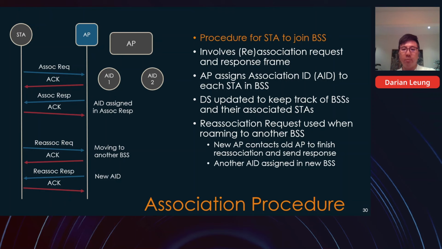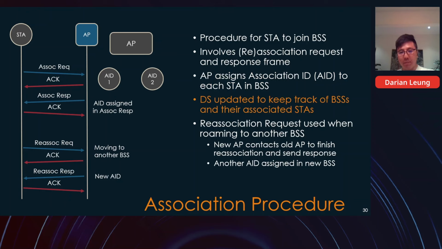Lastly, the association procedure allows a station to join a BSS. The procedure involves a station sending an association request frame, which is then acknowledged by the AP. The AP then responds with an association response frame, which is then acknowledged by the station. The AP will assign each station that associates with it a unique association ID, otherwise known as an AID. This AID is then included as part of the association response.